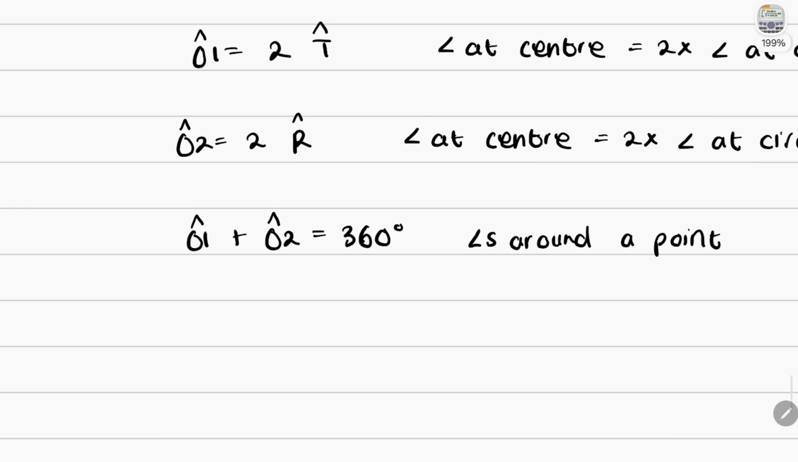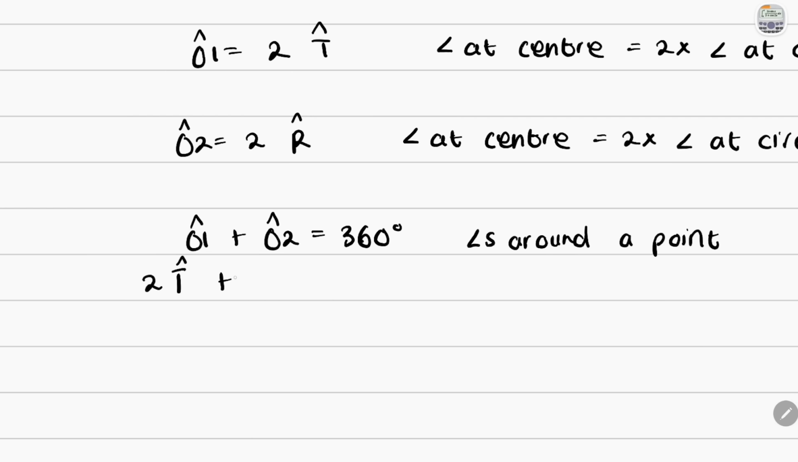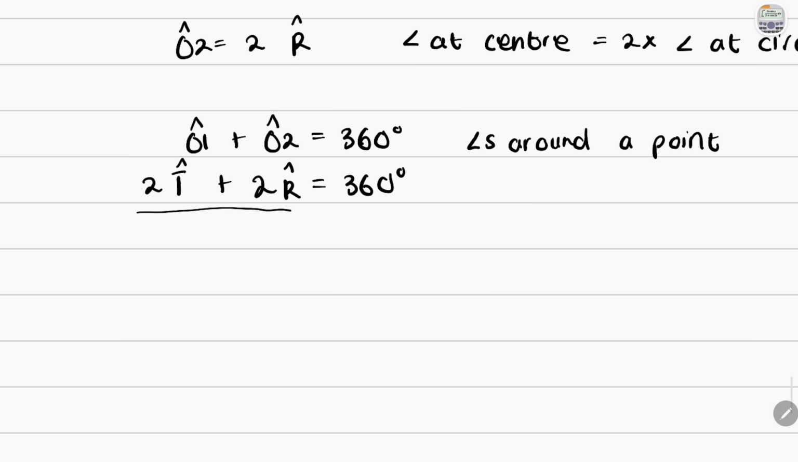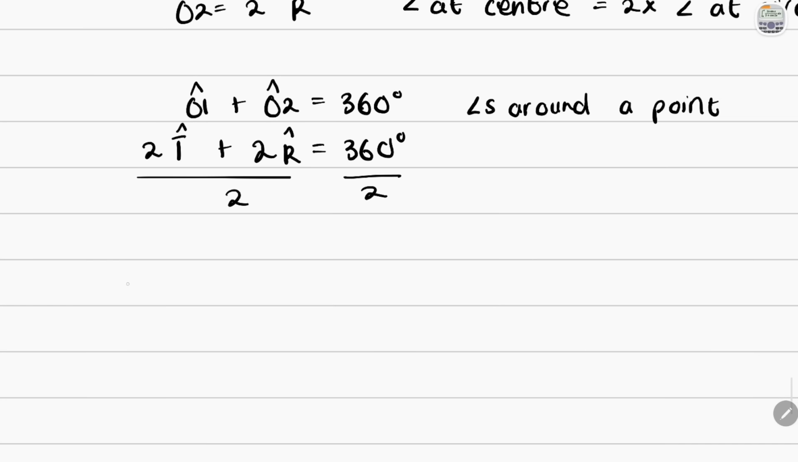But we already knew that angle O1 was equal to 2 angle T. So 2 angle T plus angle O2, which is 2 angle R, is equal to 360 degrees. So to get angle T plus angle R alone, we just divide both sides of this equation by 2 because we can see the common factor of 2.